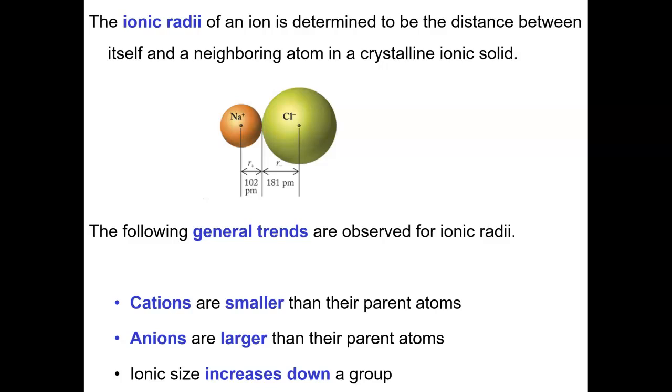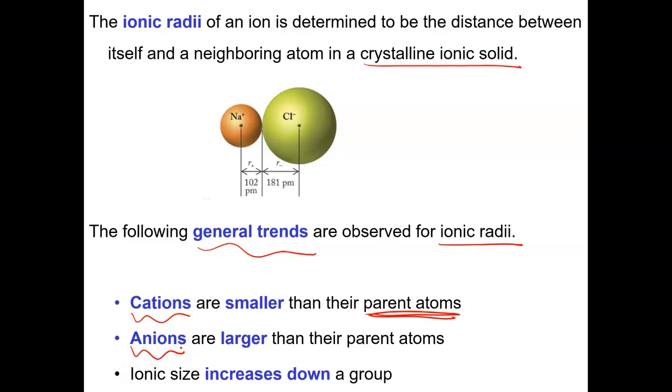Now, ionic radii of an ion is determined from measurements on a crystalline ionic solid. There are some general trends for ionic radii. Cations are formed by removing electrons from an atom, so they're going to be smaller than the atoms that they are made from.